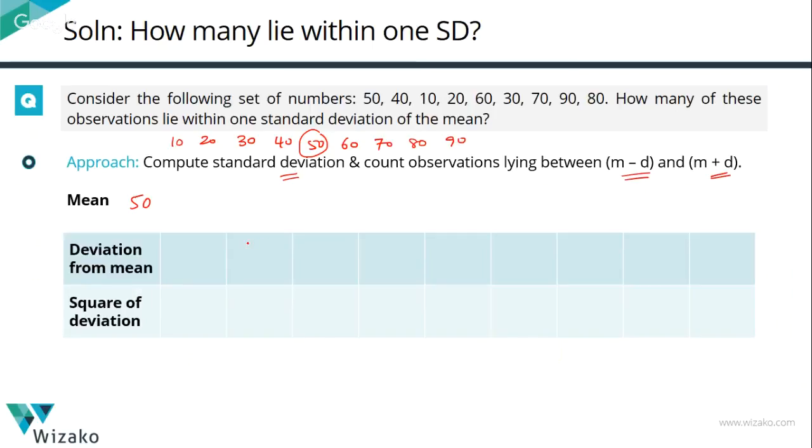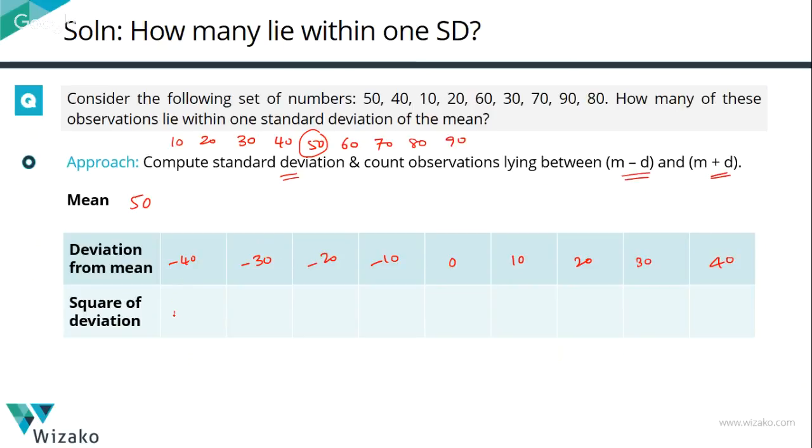Step 2, let's compute the deviation of each of these terms from the mean. 10 minus 50 is minus 40. 20 minus 50, minus 30. 30 minus 50, minus 20. 40 minus 50, minus 10. 50 minus 50, 0. 60 minus 50, 10. 70 minus 50, 20. 80 minus 50, 30. 90 minus 50, 40. So we've computed the deviations.